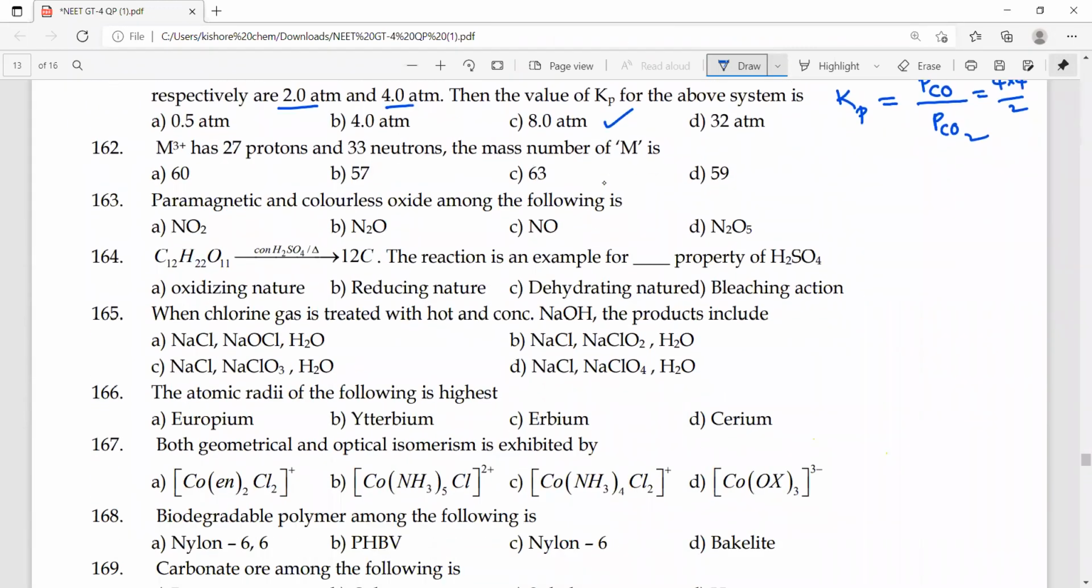M plus 7. 27 neutrons, 33. Mass number is equal to nucleons. Nucleons means 27 plus 33, 60.